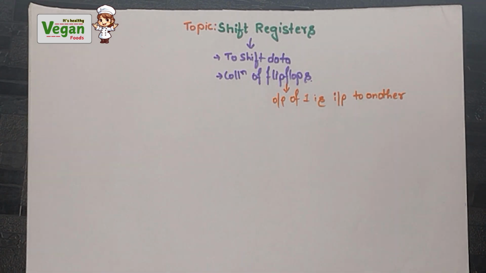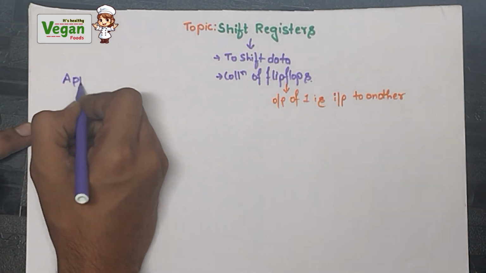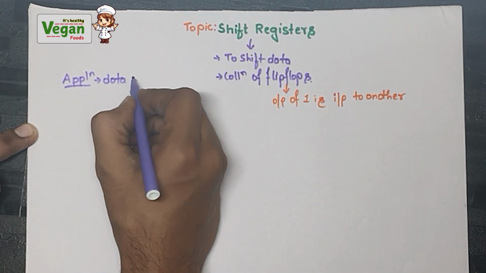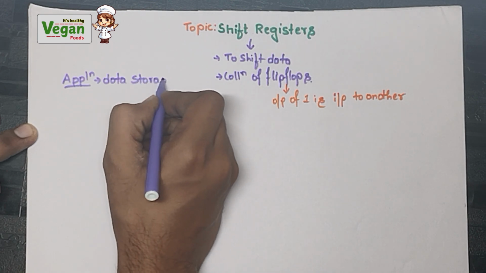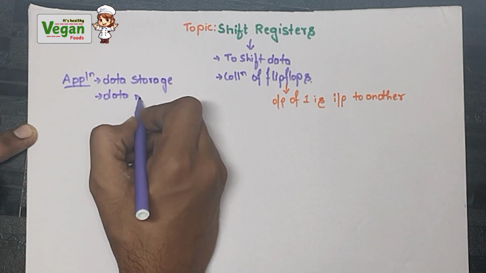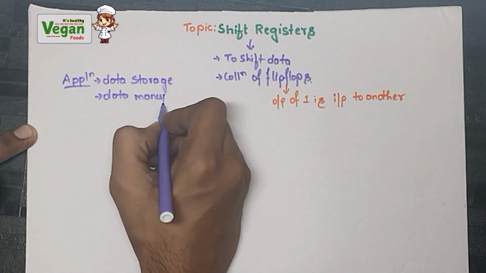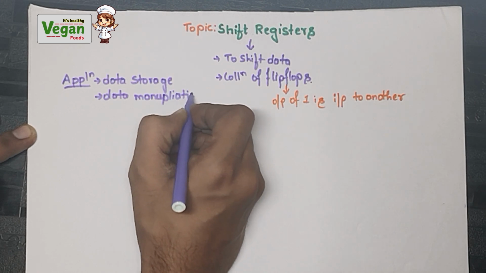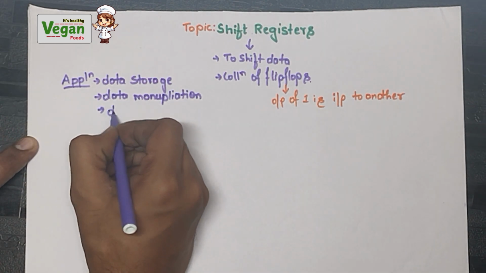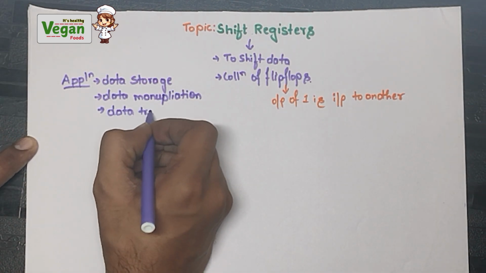If we see the applications of shift registers, we can use them as data storage for storing the data. Next, for data manipulation. What does manipulation describe? Manipulation describes that we can change, erase or rewrite the data. If anything is wrong in the data, then we can correct it. Next, it is directly used for data transfer or data communication.